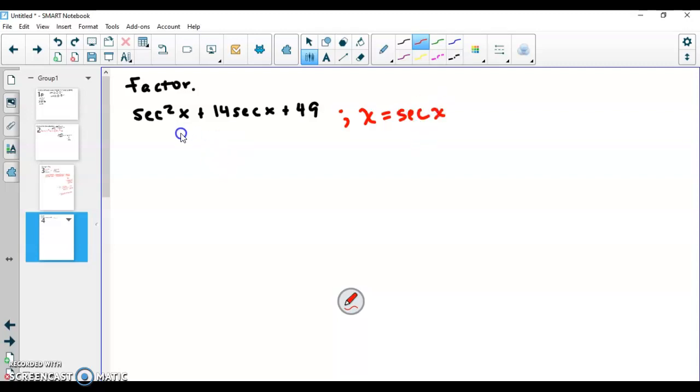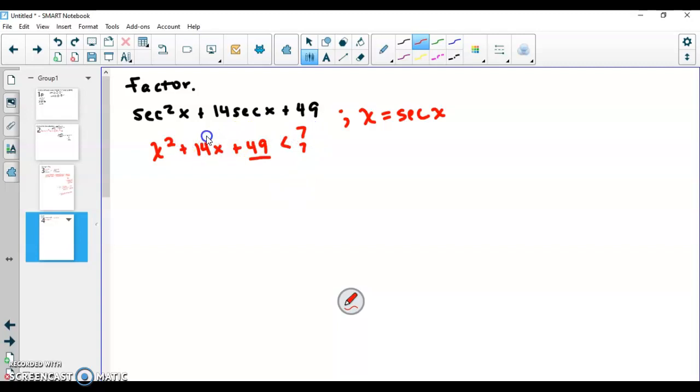That way, when I go to rewrite this, I would be looking at x squared plus 14x plus 49. I might not have known how to factor that first part, but looking at this, I'm sure that I can factor it. And something that's even more clear now is that I'm actually looking at a perfect square trinomial. I know that because 49 is a perfect square. It breaks down into 7 and 7.